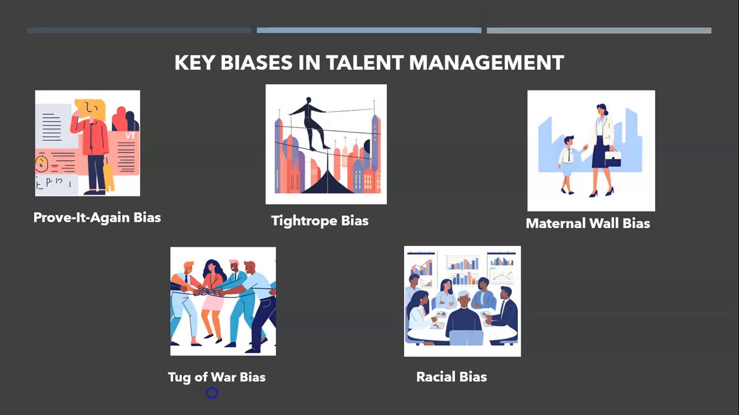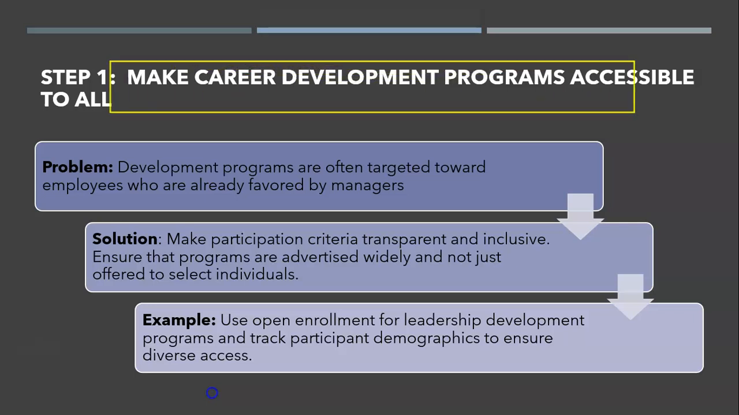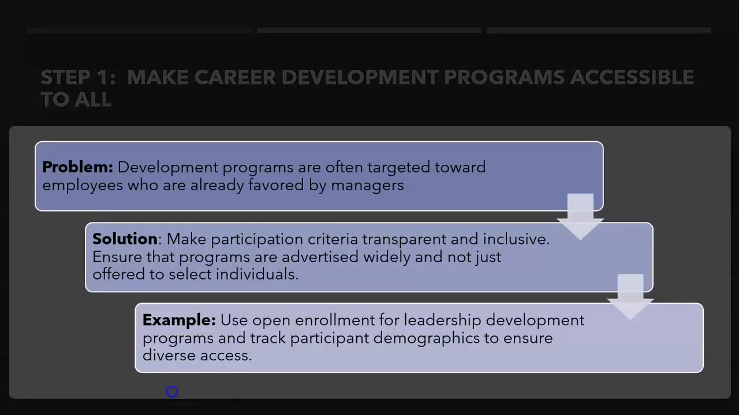Without proactive effort, these biases reinforce the status quo, limiting the diversity of leadership and talent pipelines. Now let's dive into how the Bias Interrupter Framework can reduce bias across various talent management stages. Make career development programs accessible to all. The problem: development programs are often targeted toward employees who are already favored by managers.